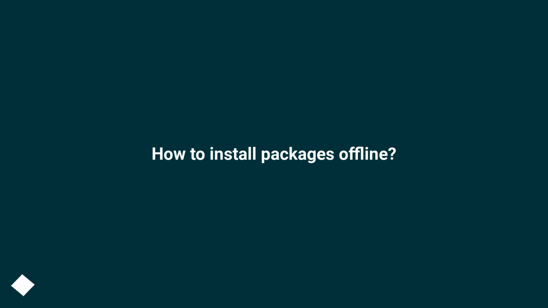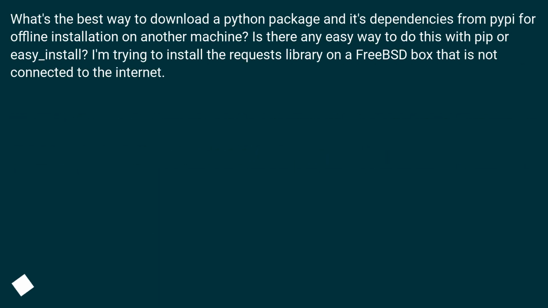How to install packages offline? What's the best way to download a Python package and its dependencies from pip for offline installation on another machine? Is there any easy way to do this with pip or easy_install? I'm trying to install the requests library on a FreeBSD box that is not connected to the internet.